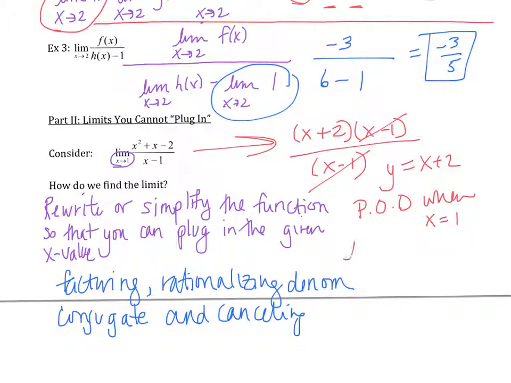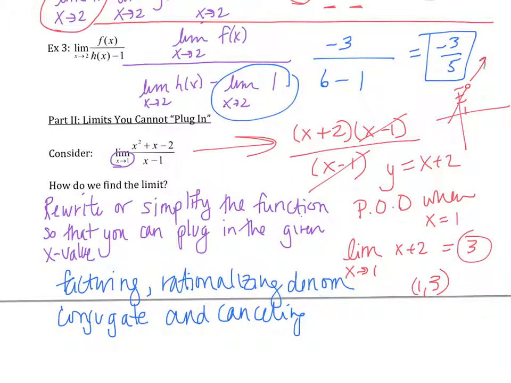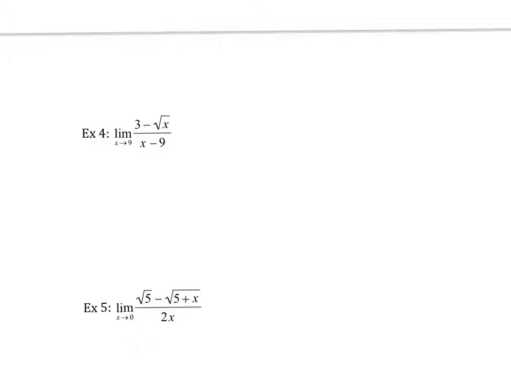However, now that we go to evaluate our limit, the limit as x approaches 1 of x plus 2 is going to equal 3. And what that tells me is that my point of discontinuity occurs at (1, 3), and I can see on my graph that it will look like this. And this is another example of our rational functions where a common factor can cancel, leaving us with a point of discontinuity. In this problem here, we cannot directly plug in 9 because the denominator would be undefined.